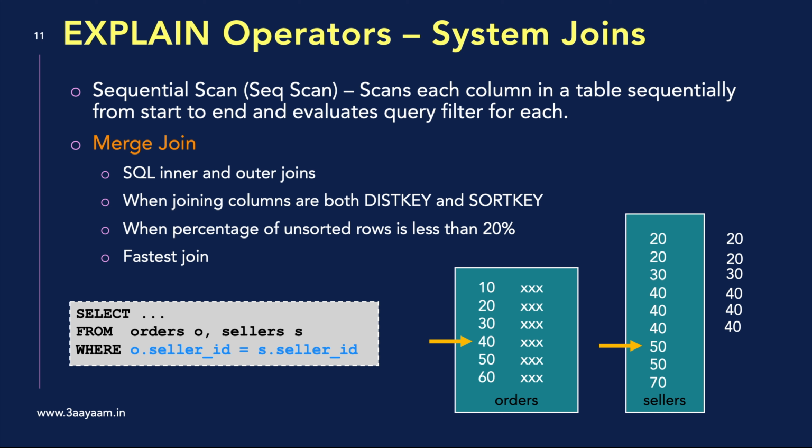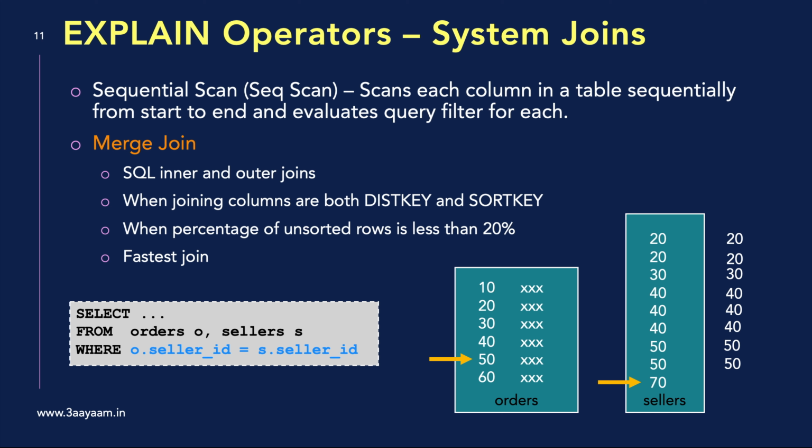Now as it is 50 in the inner table and in the outer table it is 40, these are not matching, so it will not be output. I'll go to the next record, which is 50. 50 will be output in the inner table, and then it will go to the next record, which also has 50 as the seller ID. So the record from orders table and sellers table would be output, and then it will move to the next one. So the next one, seller ID is 70, it does not match.